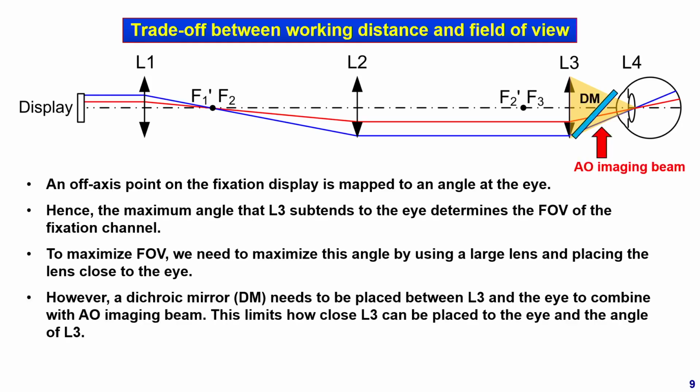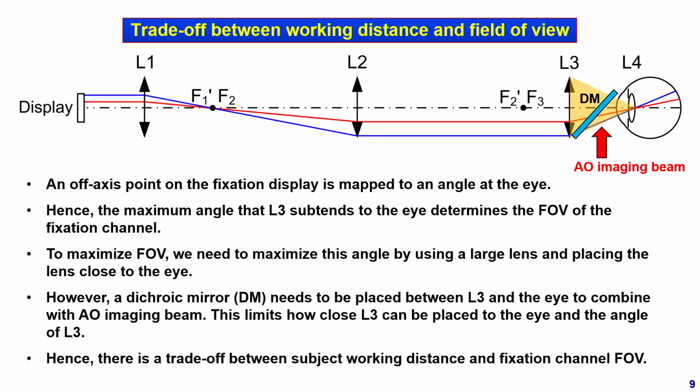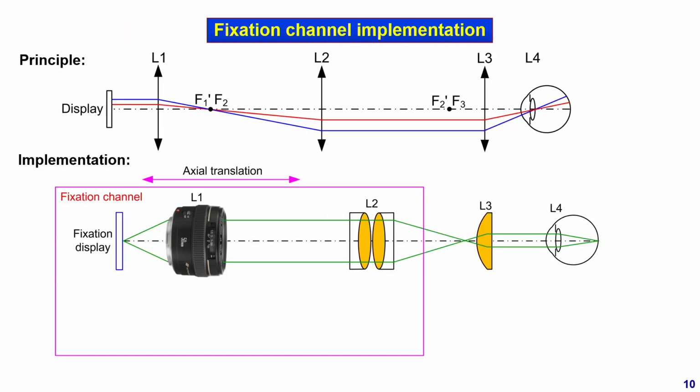However, a dichroic mirror needs to be placed between lens 3 and the eye to combine with the AO imaging beam. This limits how close lens 3 can be placed to the eye, and hence the angle of lens 3. Therefore, there's a trade-off between subject working distance and fixation channel field of view.